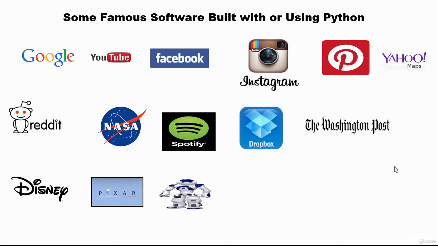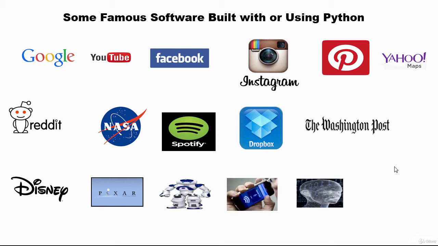Python can also be used to control robots, and it is also used in speech recognition and face recognition. Also, the biggest survey website in the world, SurveyMonkey, uses Python. So these are some of the famous software companies that are either built using Python or are using some parts of Python in running their software.